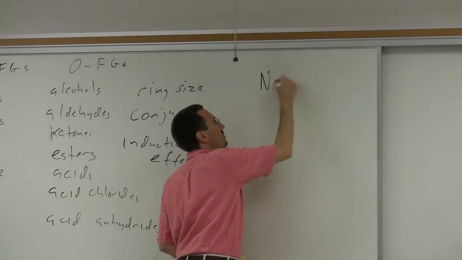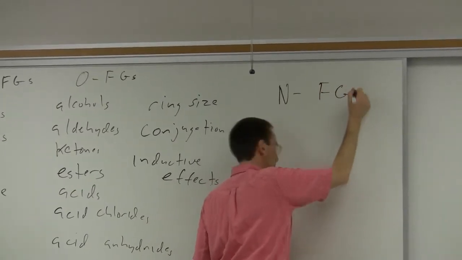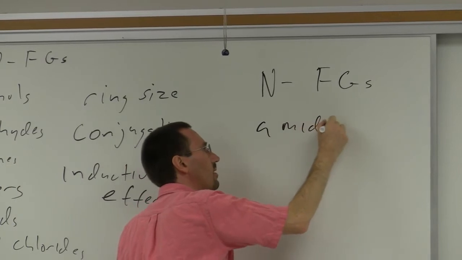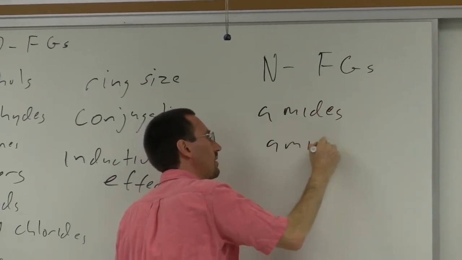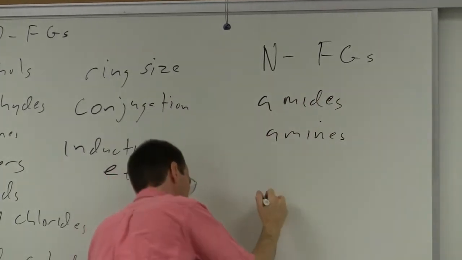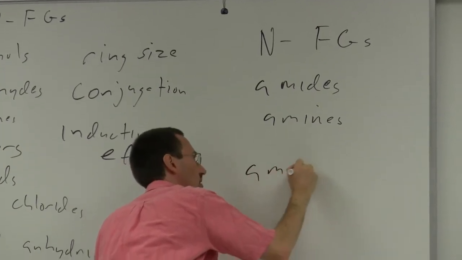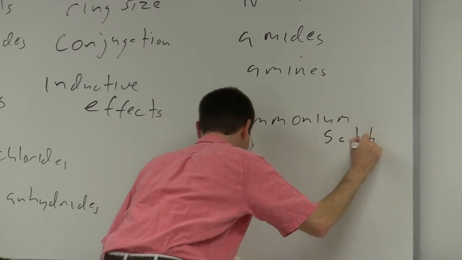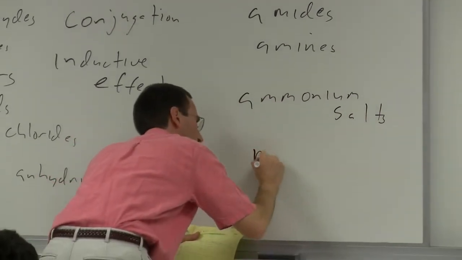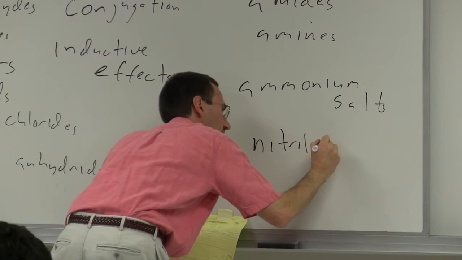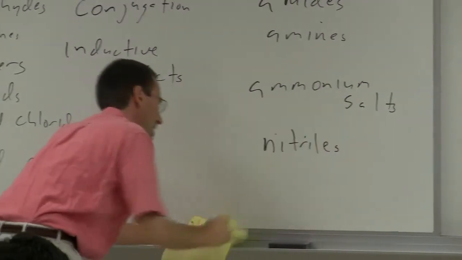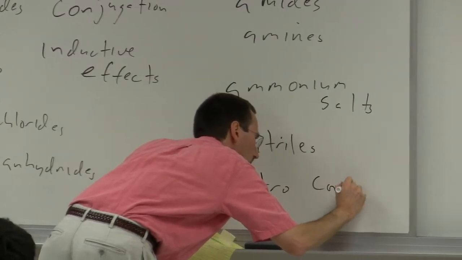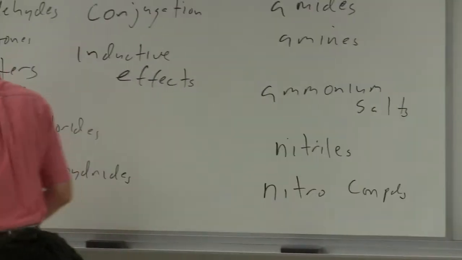And probably not this time, as a matter of fact, certainly not this time, we'll talk about nitrogen-containing functional groups and probably talk about amides, amines, ammonium salts, maybe nitriles. Nitriles are another one that IR, I think, really shines for identifying, and the nitro group.